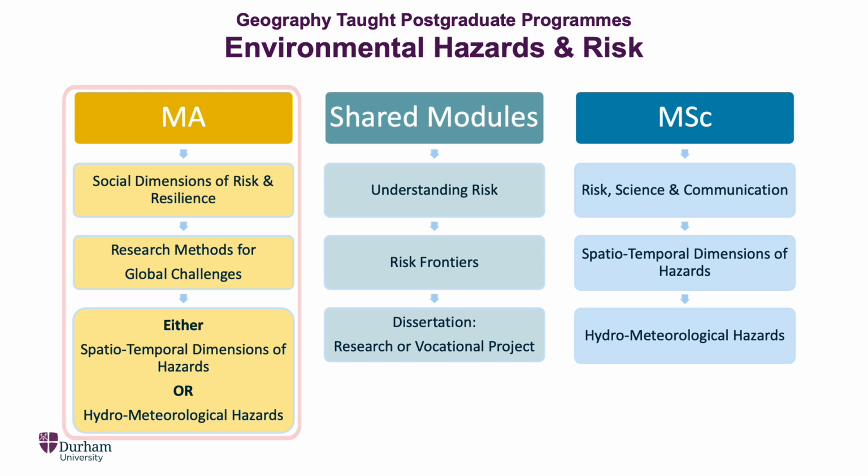On the MA in Environmental Hazards and Risk, you will take modules with the other MA students, such as Social Dimensions of Risk and Resilience, and this will introduce you to social science approaches to both risk and resilience, and especially the question of how we govern with and through those two concepts. So we'll look at things like refugee humanitarianism, urban climate policy, health risks, and things like this, which are very much related to the outcomes of environmental hazards.